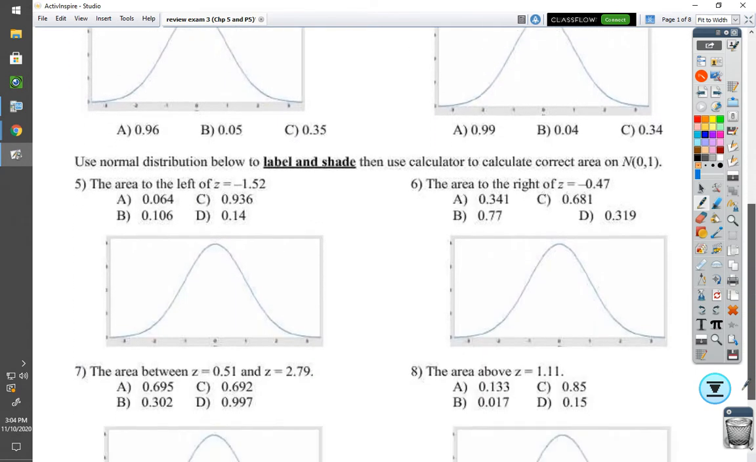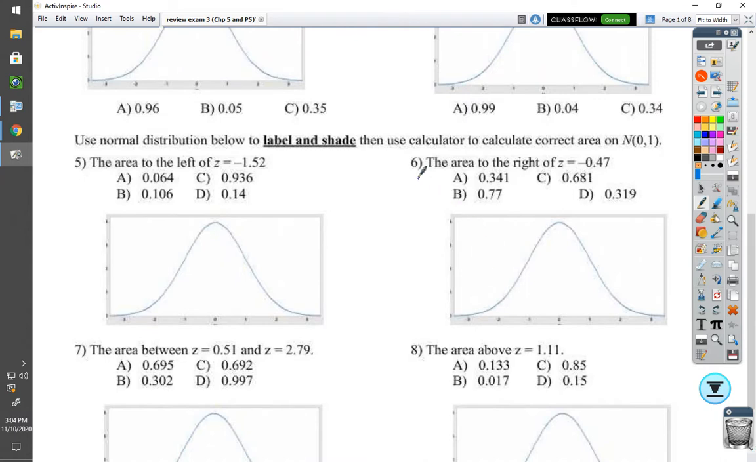I'm going to skip to number 6. Again, we're doing the same thing here. We're doing these by hand, and we're doing them without a calculator, although it does say use a calculator for the correct area. So we will first of all get the shade, and then we'll get the correct area using the calculator. The area to the right of z at negative 0.47.